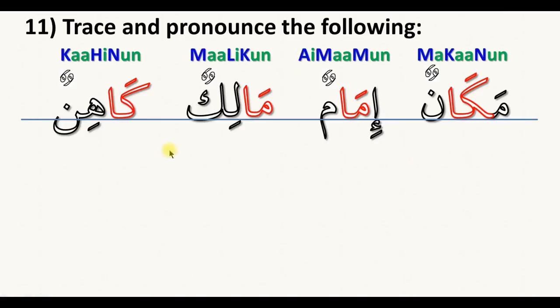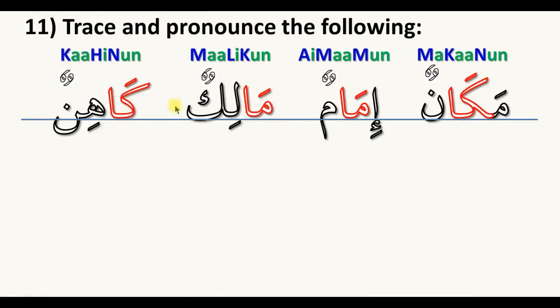These are all real words. So we are now moving into the stage where you will begin to see real words. Let us take for example, makanun here literally means a place. And some of you might know what imamun means. This is the priest of a mosque or the leader of an Islamic community. So Imamun literally means a leader.